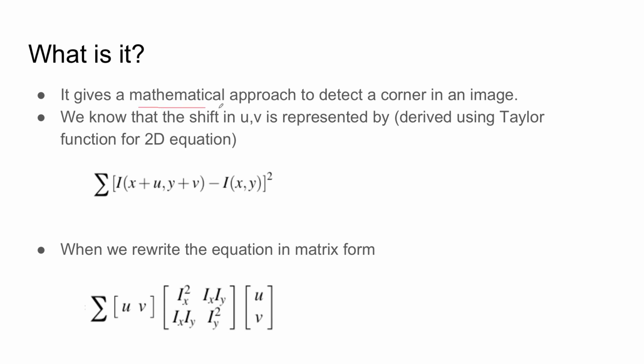Hello, today we'll look at Harris corner detection. As I told earlier, it is a mathematical approach to detect a corner in an image. So, how do we do it? We calculate the change in intensity of an image. How exactly do we calculate this? From this equation, which is derived using the Taylor function for a 2D equation.